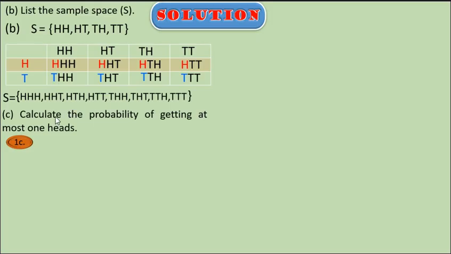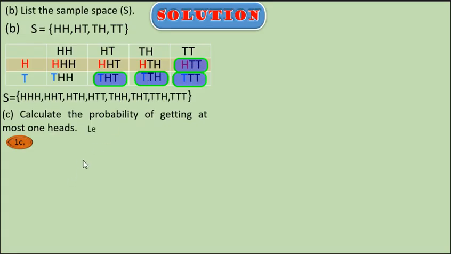Now, the question says, calculate the probability of getting at most 1 head. At most, that's a maximum of 1 head. So let's check the places where we have only 1 head. 1, 2, 3, 4. At most 1 head. It may be no head at all, but the head must not be greater than 1. So you have 1, 2, 3 of them here.